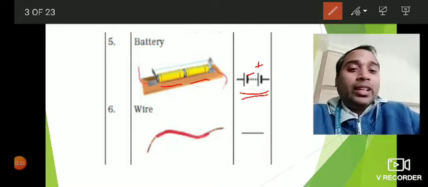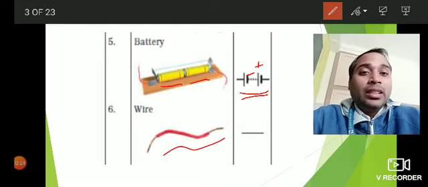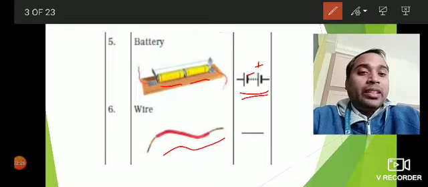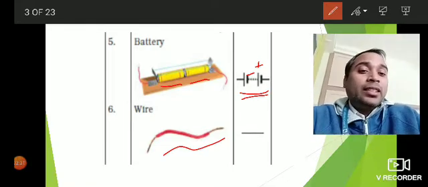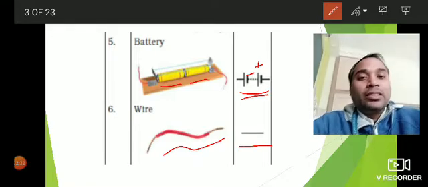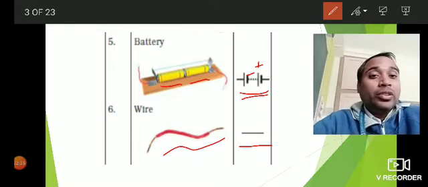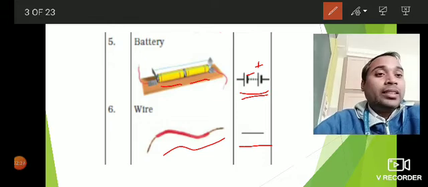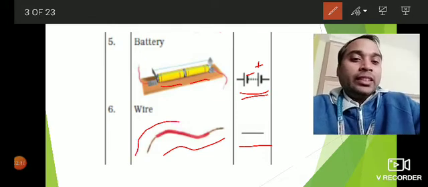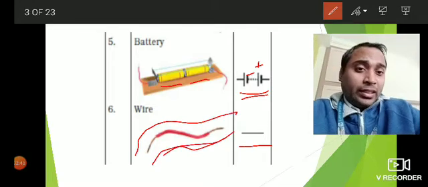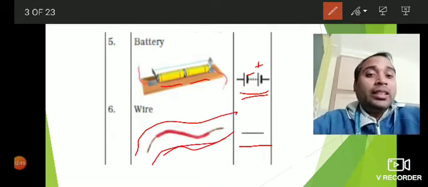Then this is wire, and we know the importance of wire. It is mainly used to connect the appliances with the live wires, and the symbol is just a line. So these are some of the electrical components and their symbols. Now these electrical wires are generally made of conductors, because they conduct electricity.